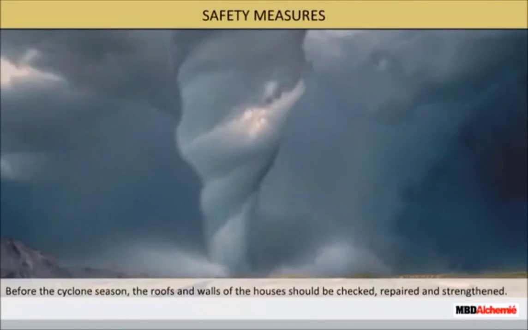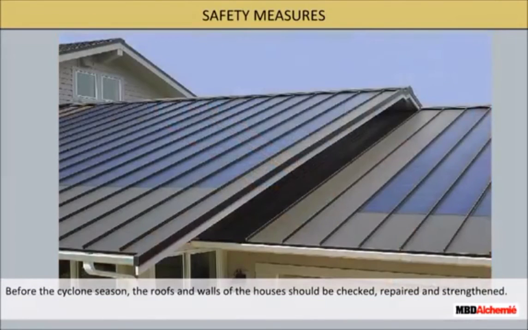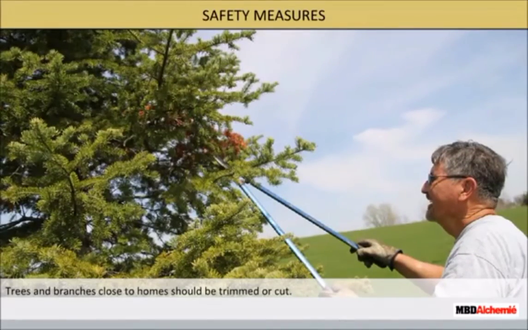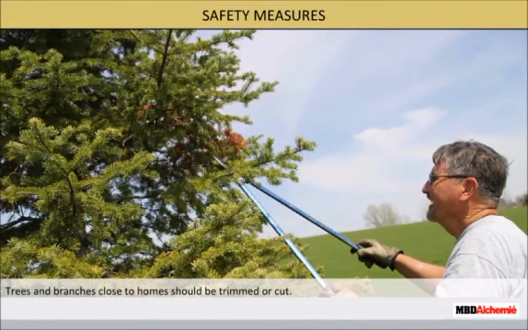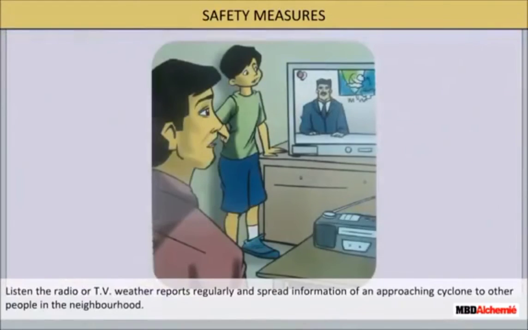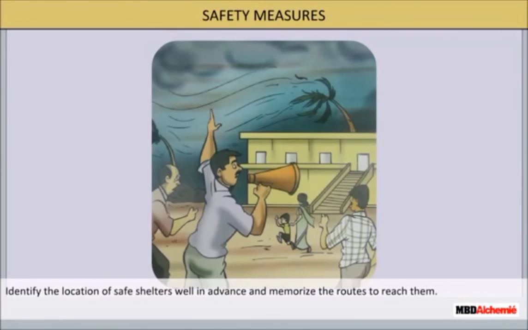Before the cyclonic season, the roofs and walls of the houses should be checked, repaired, and strengthened. Trees and branches close to homes should be trimmed or cut. During the cyclonic season, one should listen to radio or TV weather reports and spread news of an approaching cyclone to other people in the neighborhood. Identify the location of safe shelters well in advance and memorize the routes to reach them.